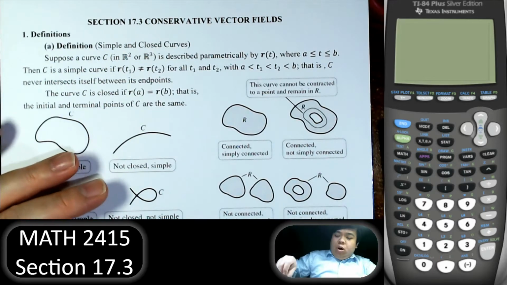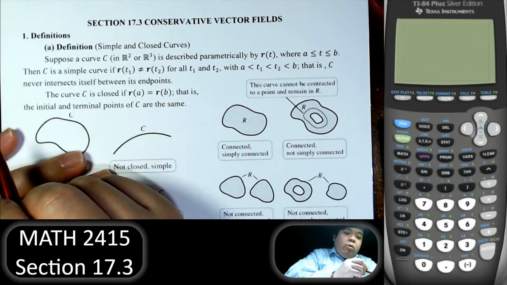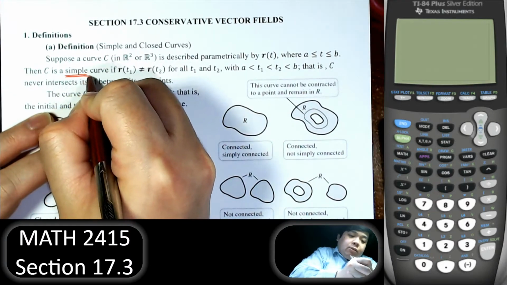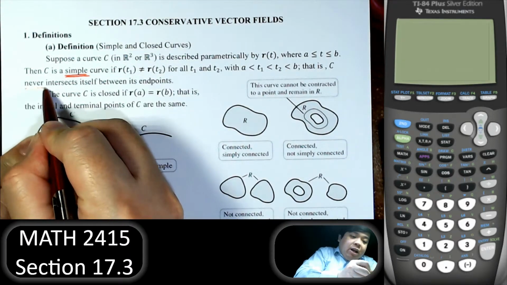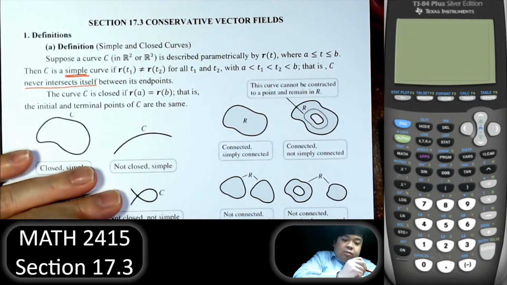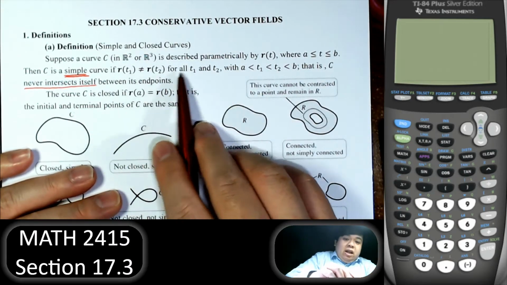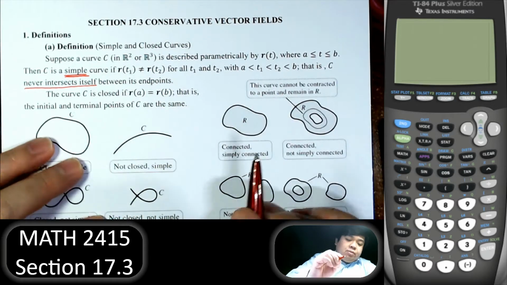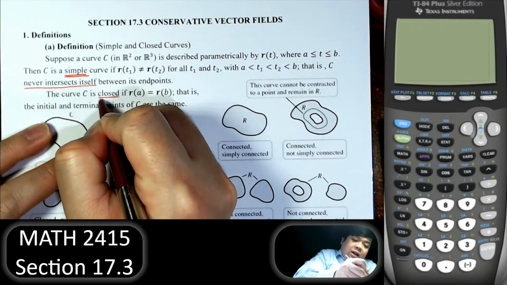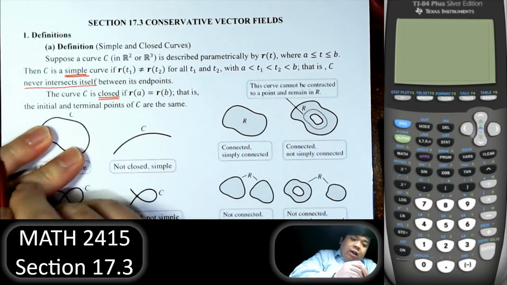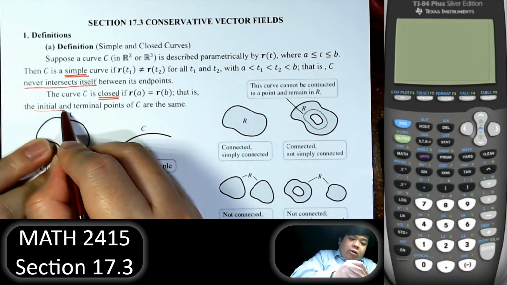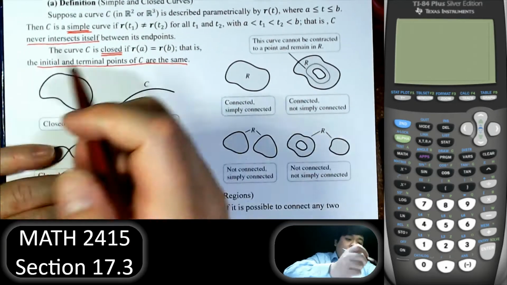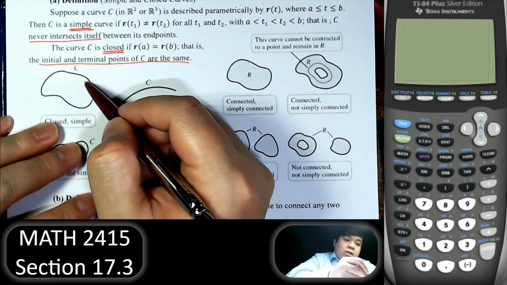First, a simple closed curve. This is pretty straightforward. A curve is simple if it never intersects itself. The way we write that is, mathematically we define that it does not intersect itself like this. And the curve is closed if the initial and the terminal points are the same. So with that, this is closed.